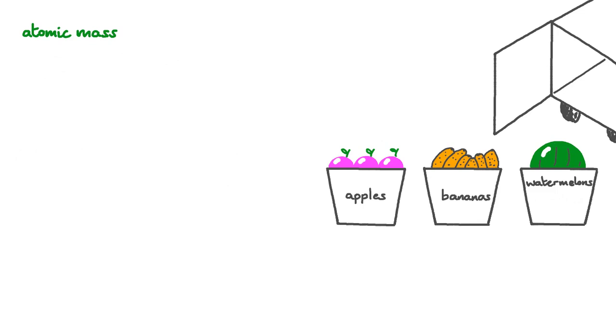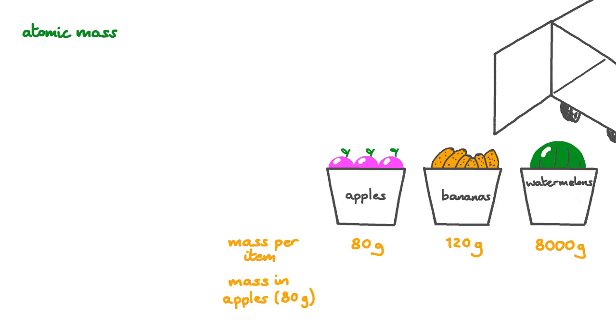Imagine you're loading a delivery van with some fruit. Each type of fruit weighs a different amount, and you could use grams. So an apple is 80 grams, a banana is 120 grams, and a watermelon is 8,000 grams, or 8 kilograms. However, to make things easier to manage, we could come up with our own special mass unit, which we'll call the apple, which is 80 grams. Our apple has a mass of 1 apple, the banana has a mass of 1.5 apples, and our watermelon has a mass of 100 apples.